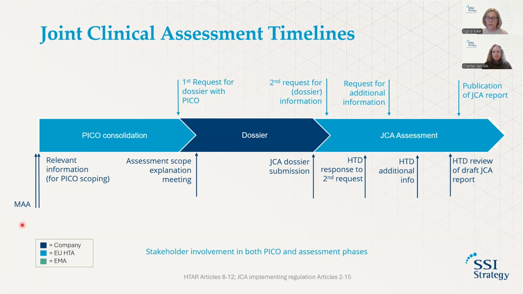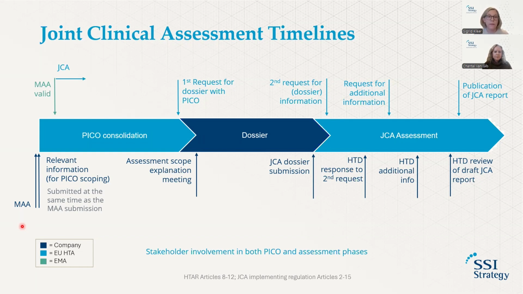So it all starts here when you submit your marketing authorization application to the EMA. And on the same day, you are also required to submit to the HTA Secretariat what is referred to as relevant information. This is basically the product information and the clinical overview from the regulatory dossier. Then, as soon as EMA has validated the application, that is when the JCA starts.